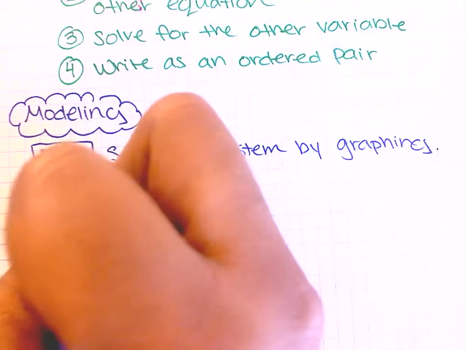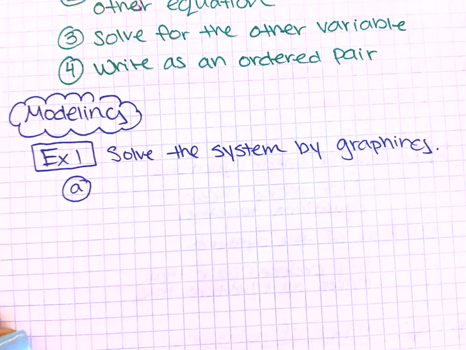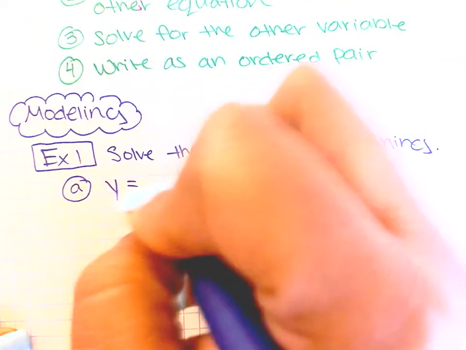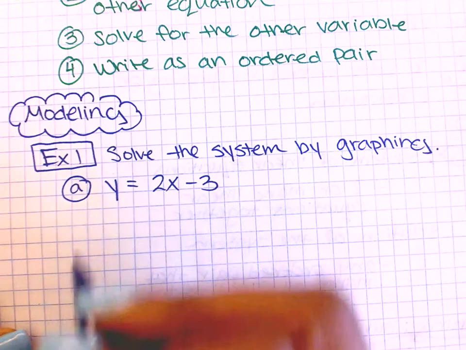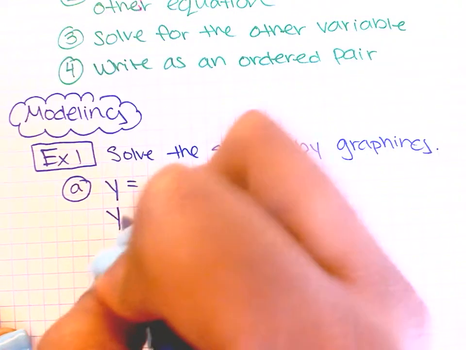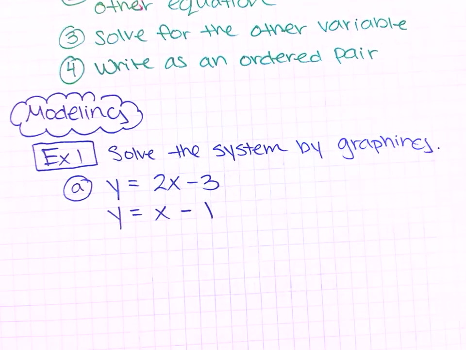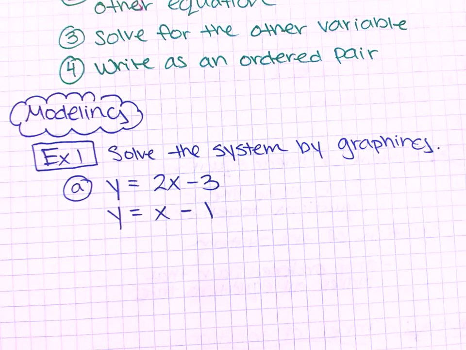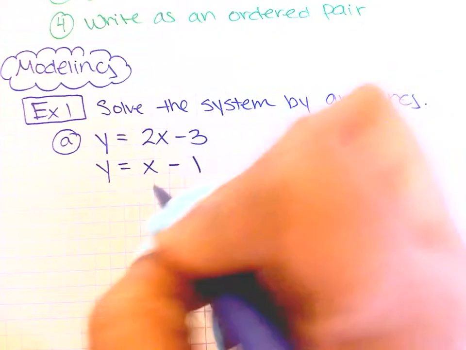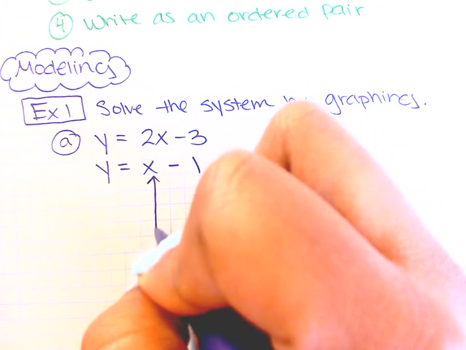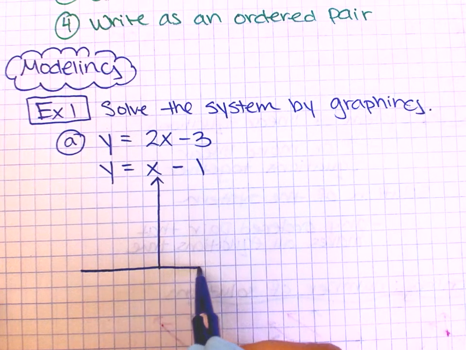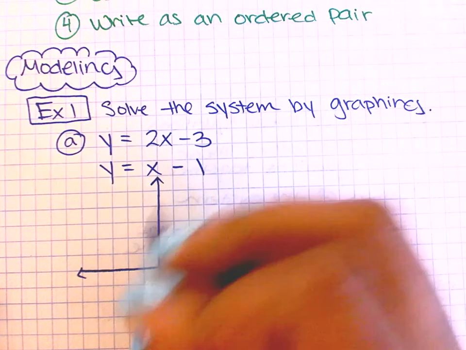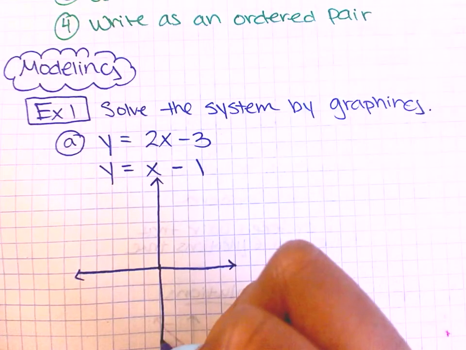Alright, so let's look at letter A here in example 1. They're going to give me 2 equations. Here's my first one. y equals 2x minus 3. My second equation is y equals x minus 1. So I'm going to solve this by graphing. What do I have to do? Draw a graph. I'm going to make mine about 5 squares. Everyone please draw a graph.